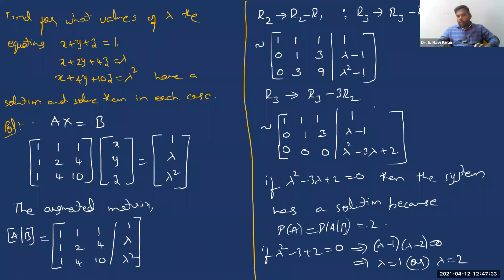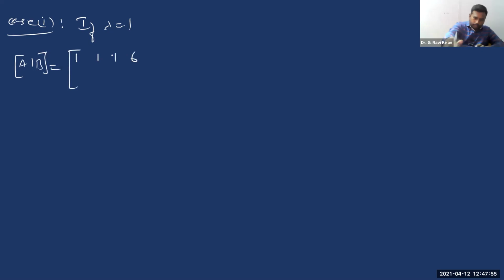Means for both the values of lambda, we need to find a solution. Let me take them one by one quickly. In case 1, I'm taking lambda is equal to 1. So when I take lambda is equal to 1, see what happens to the augmented matrix. First row is 1, 1, 1, 6. The second row is 0, 1, 3. There you have lambda minus 1. So when you take lambda is equal to 1, it is 1 minus 1, 0. And now the last row is completely zeros.